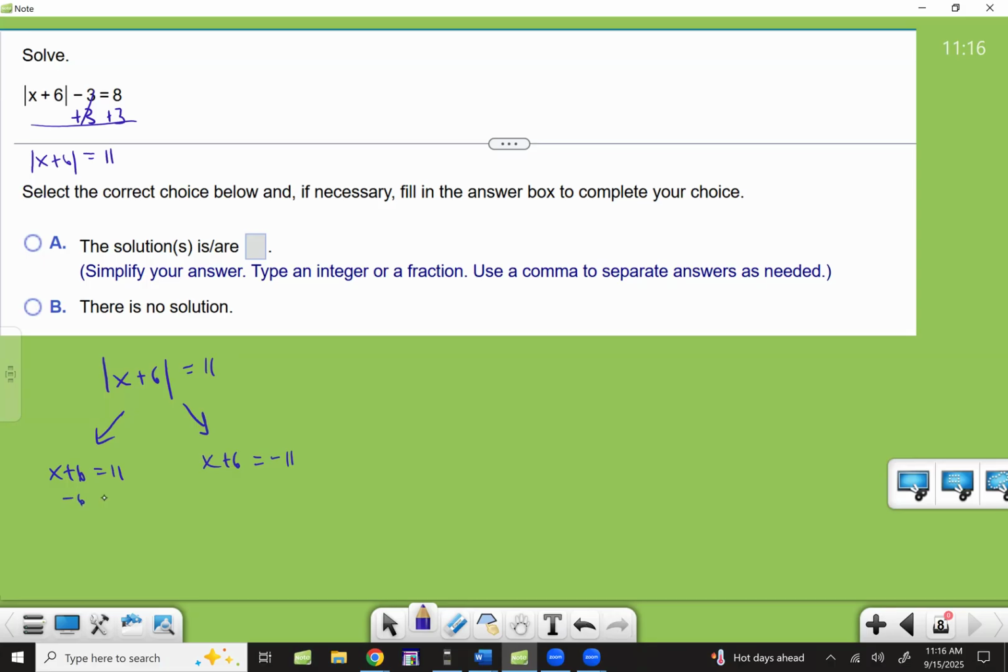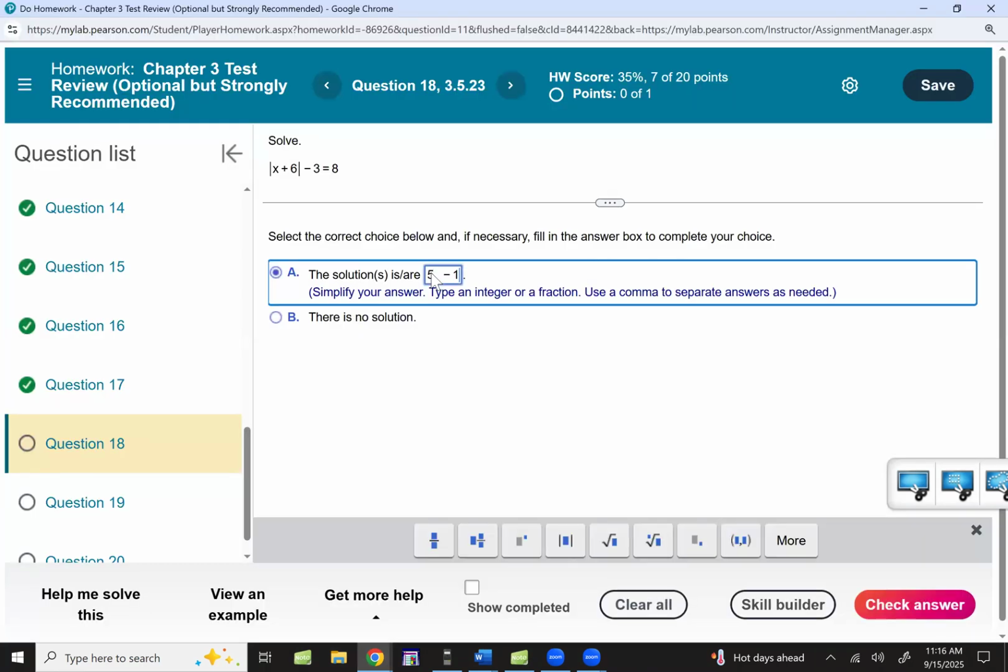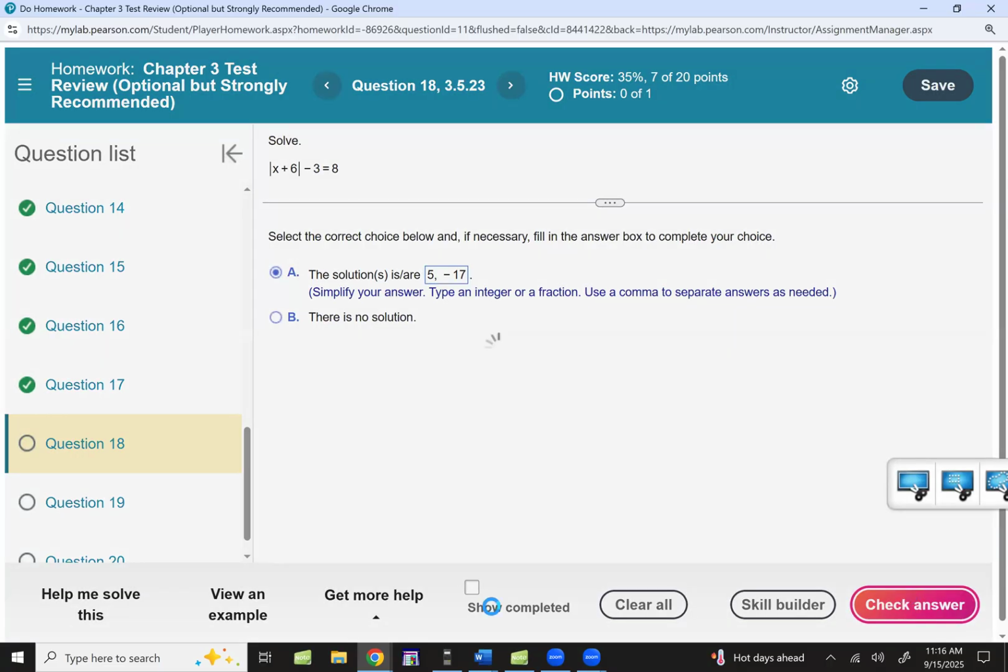So we're going to take 6 from both sides, and get 5 for one solution. For the other, we're going to take away 6 from both sides. And negative 11 take away 6, it's negative 17. So our solutions are 5 and negative 17.